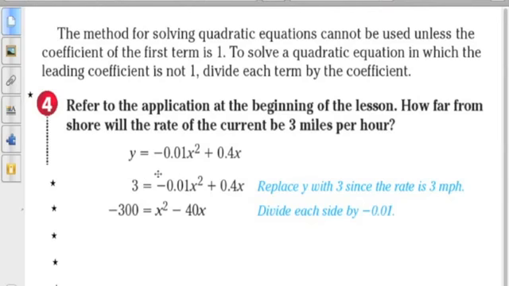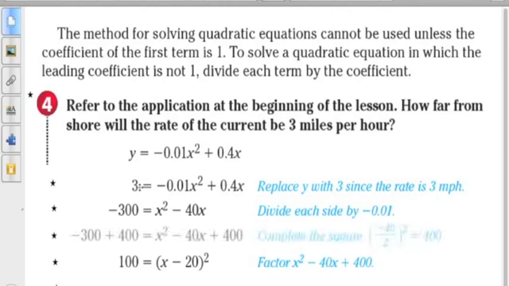Now you have a coefficient of 1 on the quadratic term. That means you can use completing the square. Okay, well, before we go there, this is it. So what do we do? We take 1/2 of negative 40, square it, and you get 400. Therefore, you add 400 to both sides. Okay, using the 3-step method of completing the square.